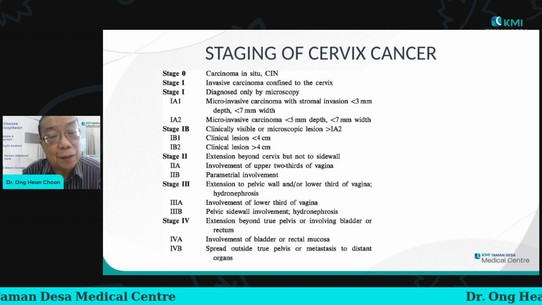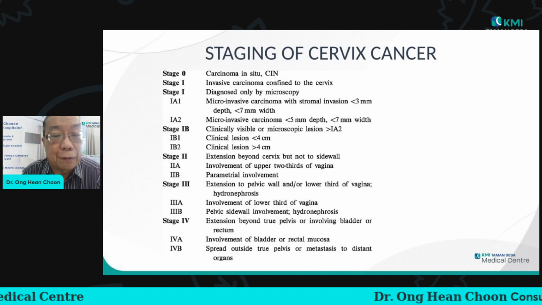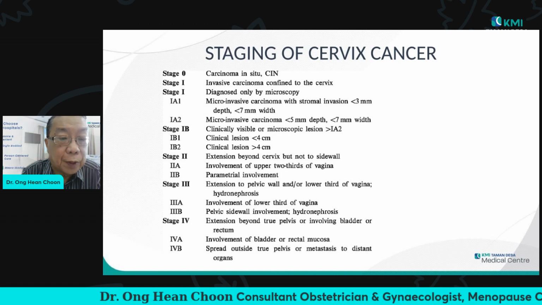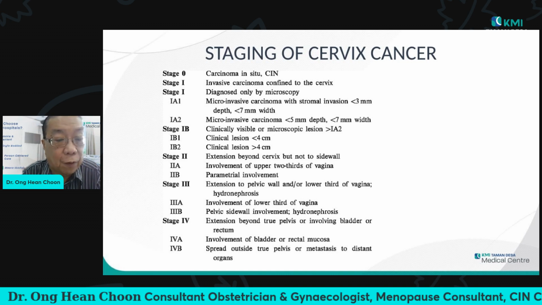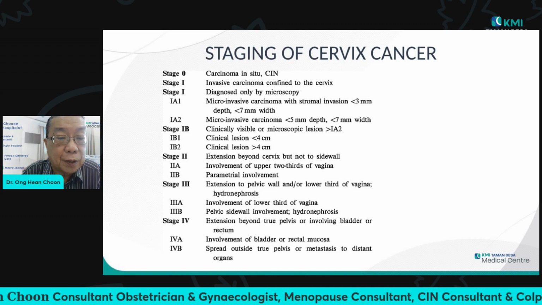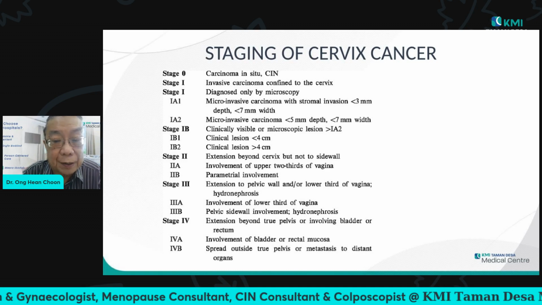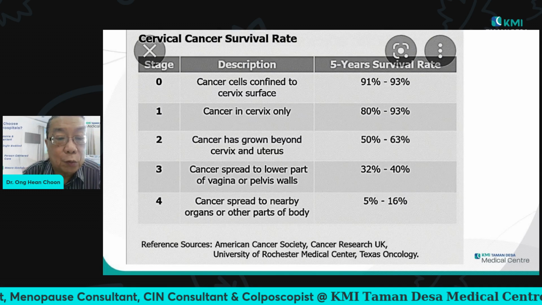Now, just 1 or 2 words about cancer of the cervix. You see, if you have cancer of the cervix, then we have to stage you. That means we go through to see whether you are in stage 1, 2, 3, or 4, right? Stage 1 is the earliest, stage 4 is the advanced cervical cancer. And why do we want to do this?